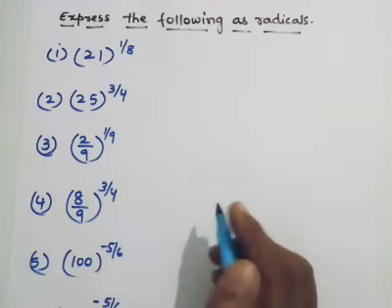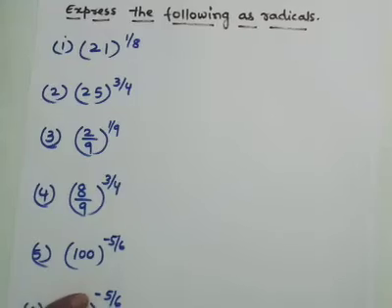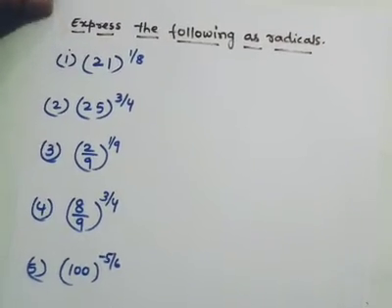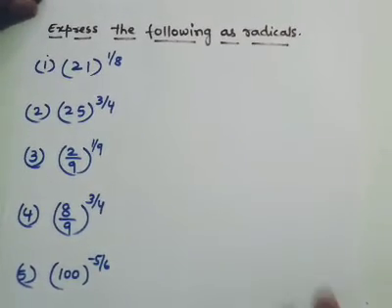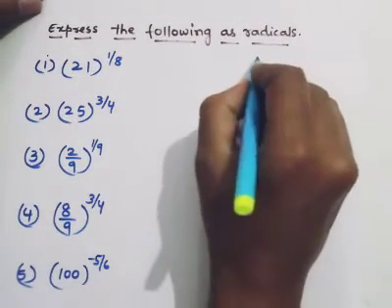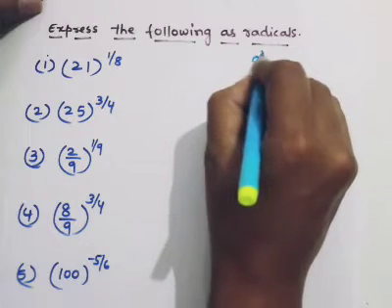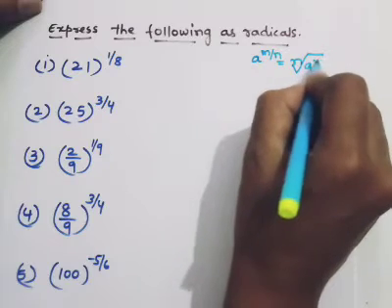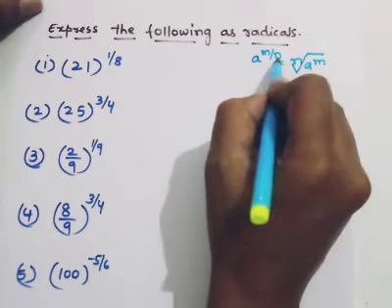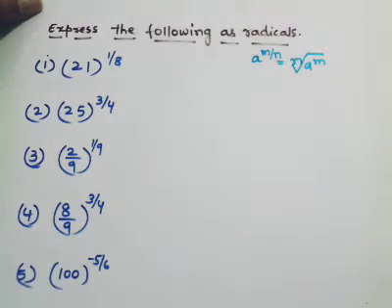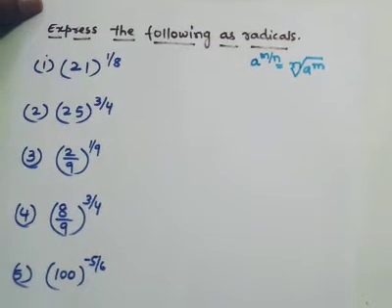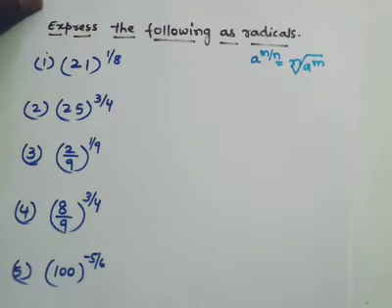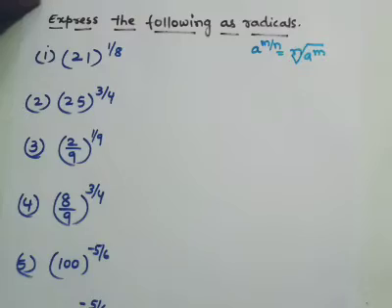See children, it is given: express the following as radicals. Just now we have gone through this, that a to the power of m by n can be written as nth root of a power m. That means the denominator is the index of your radical. Here see 21 to the power of 1 by 8. So what is your 8? 8 is your denominator of the exponent.